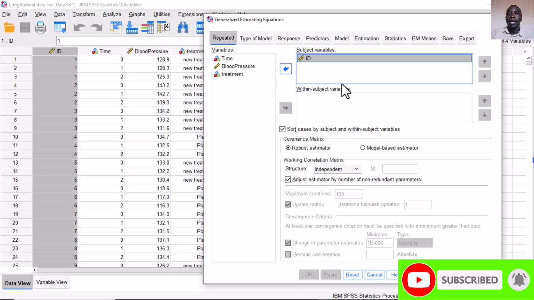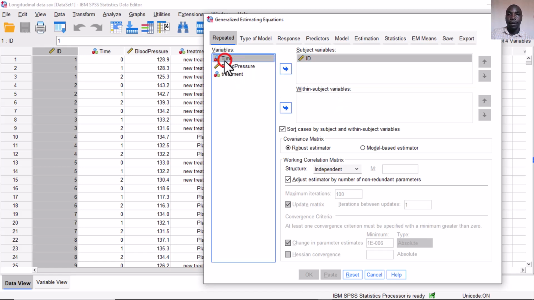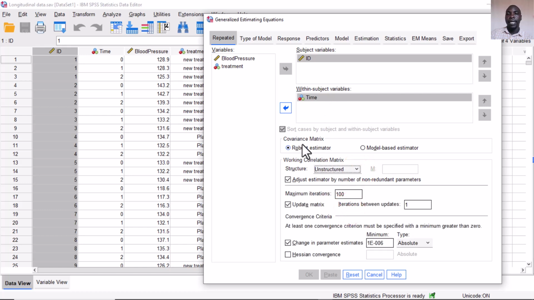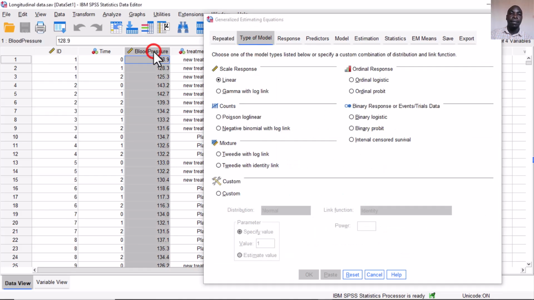Put it there. Then within subject variables, what variable shows the points at which the outcome has been repeatedly measured? So this is the time variable. We're going to put it there. And under the working correlation matrix, we are going to use the unstructured one, provided the robust estimator is selected here. Whatever you choose here may not have a big effect. Type of model, based on your outcome variable. Here, our outcome is a continuous variable, so we shall go with the linear link.